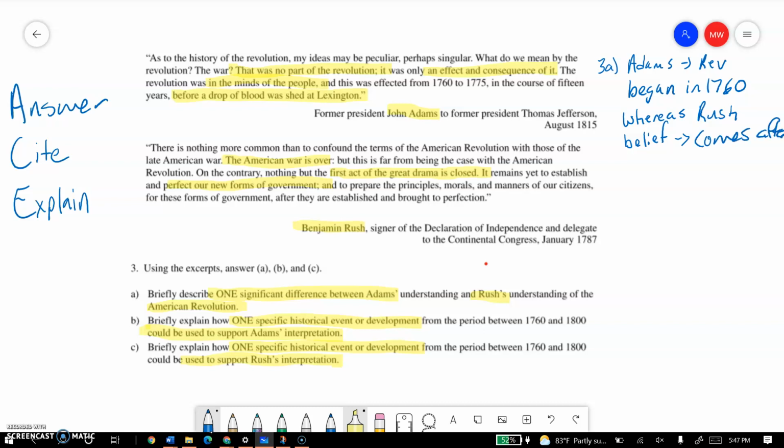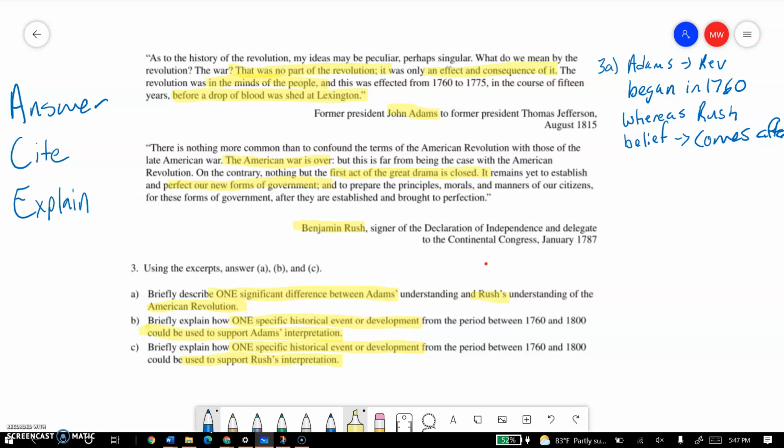Now, I hope you can see how we can cite specific textual evidence. For 3A, we could say that John Adams believes that the revolution began in 1760, as shown when he says that the revolution is only an effect and a consequence of the war, and that revolution was in the minds of the people from 1760 to 1775, specifically citing that evidence and using it to show how Adams believed that the revolution began way back in 1760.